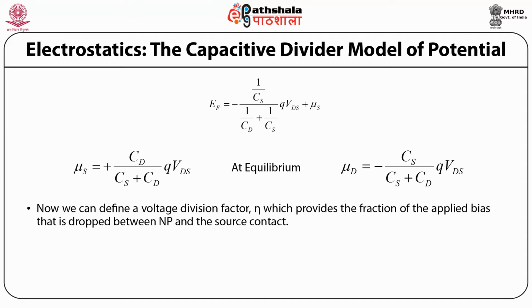So we can define a voltage division factor eta, which provides the fraction of the applied bias that is dropped between the nanoparticle and the source contact. So eta is given by CD by (CS plus CD). The voltage division factor eta determines whether conduction occurs through the HOMO or the LUMO.